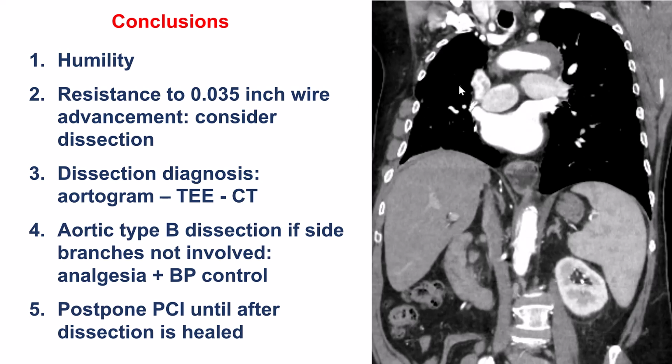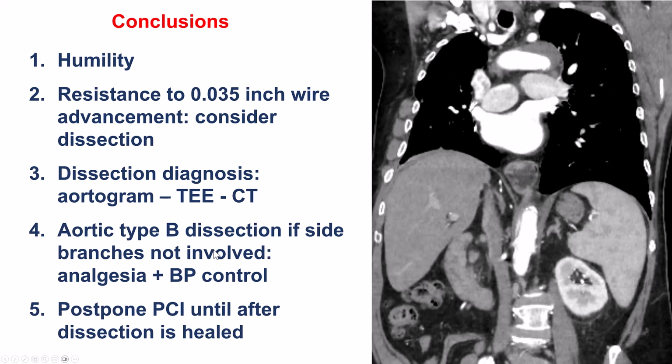The second is that if there is any resistance to advancing a guide wire, whether this is 0.035 or 0.014, it is important to avoid exerting force and to be as gentle as possible to prevent any complications. But if there is such resistance, then dissection should be considered. How to diagnose dissection? In this case, the aortogram demonstrated it. Sometimes a TEE can show it as well. CT is the gold standard, and it demonstrates the type B aortic dissection in this case.